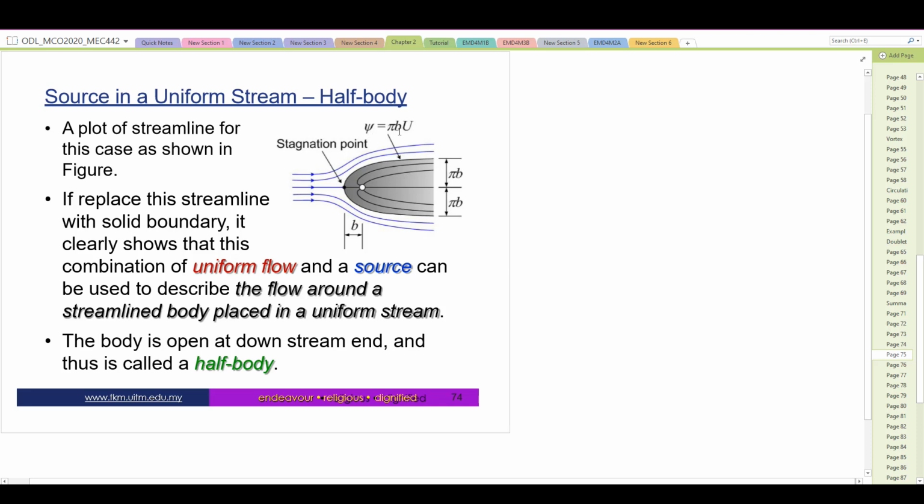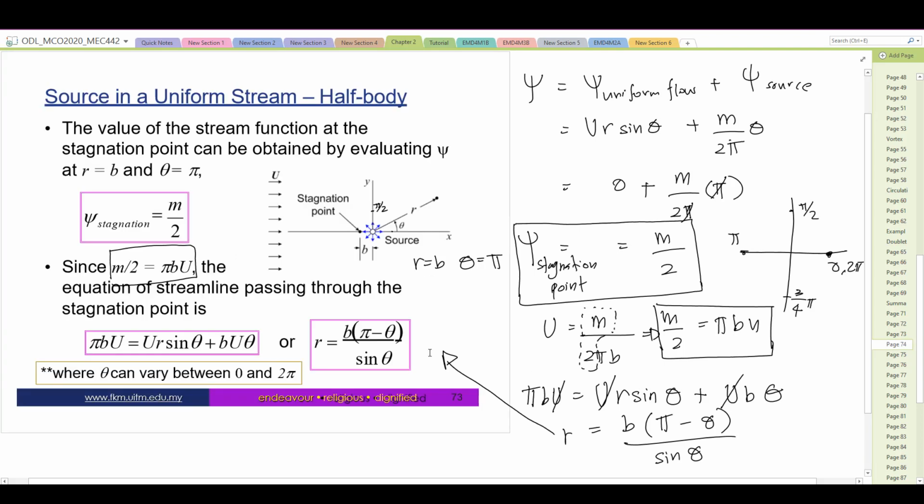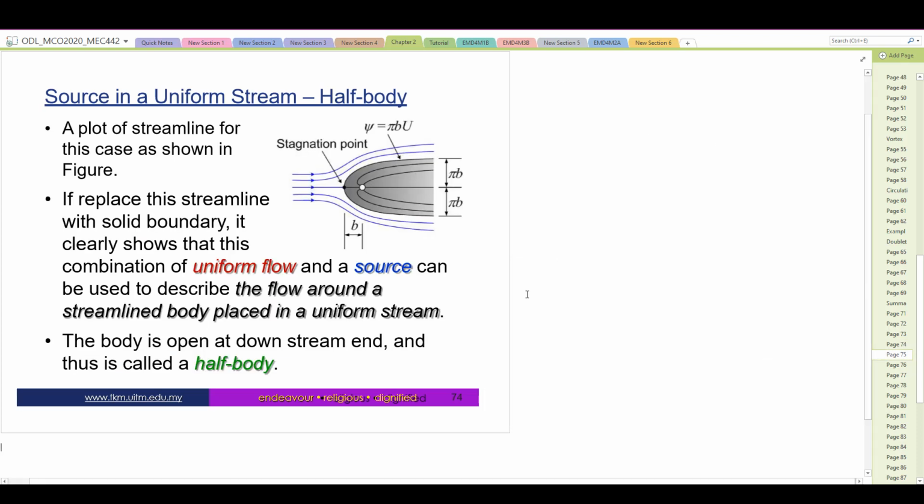For the streamline, at this region, this solid body, it is equal to pi b U. So pi b U is from this equation. The streamline psi equal to m over 2 equals pi b U for the stagnation point, along the stagnation line. And then the width of this solid body equals pi over b, or also equal to 2 pi b.